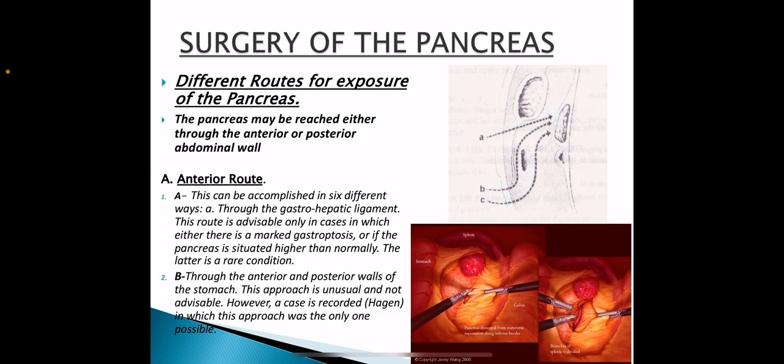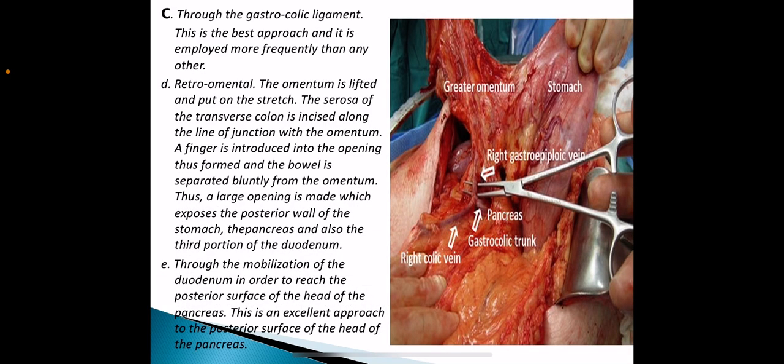B, through the anterior and posterior walls of the stomach. This approach is unusual and not advisable. However, a case is recorded by Hagen in which this approach was the only one possible. C, through the gastrocolic ligament. This is the best approach and it is employed more frequently than any other. Retro-omental: the omentum is lifted and put on stretch. The serosa of the transverse colon is incised along the line of its junction with the omentum.